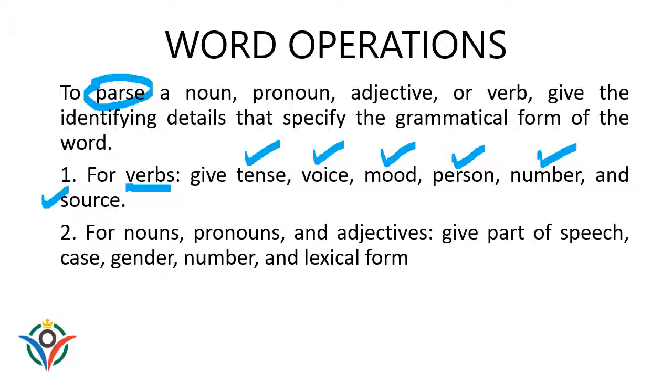And then if you have to parse a noun, pronoun, or adjective, you would give the following information. You would identify the part of speech, and then give the case, the gender, the number, and then the lexical form. So parsing different verbs and nouns requires that you give this information. And at the end of this lesson, we'll actually practice doing some parsing together using an actual parsing sheet.